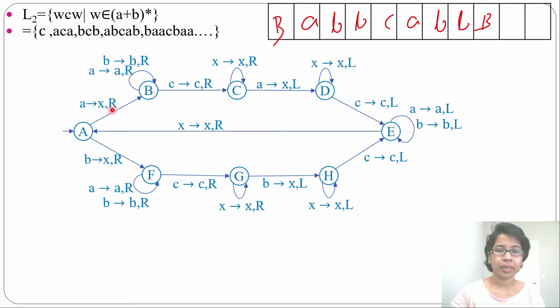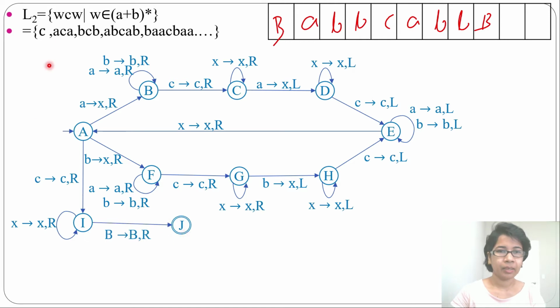So whenever all A and B are done, it will see C. C will be C and it will move right. Now it will see some more X. X will be X and it will move right. Then when it sees blank, blank will be blank and it will move right and accept. It can accept only C: simply from the initial state, C will be C, move right, and blank will be blank, move right and accept. Then it can accept WCW.